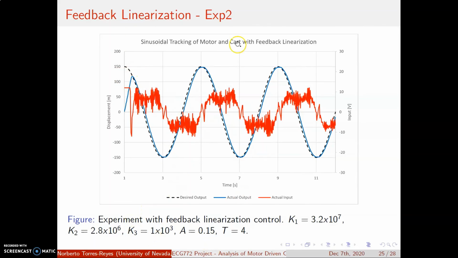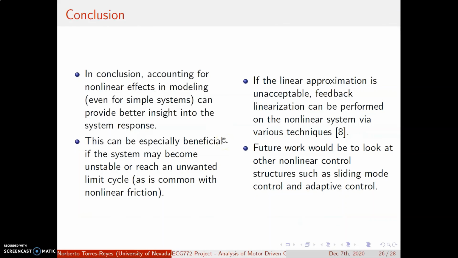Same with experiment 2. The only difference is that the period is 4 seconds, so it's a much smaller period. But you can see that the overall tracking is pretty good, and it's much better than the proportional controller. And you can see the noisy effects of the input voltage, which once again is different from what the model predicted.